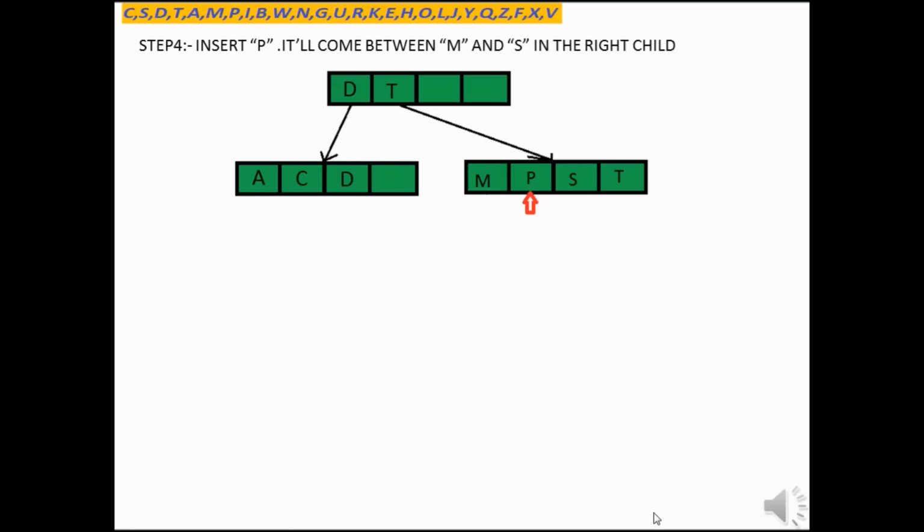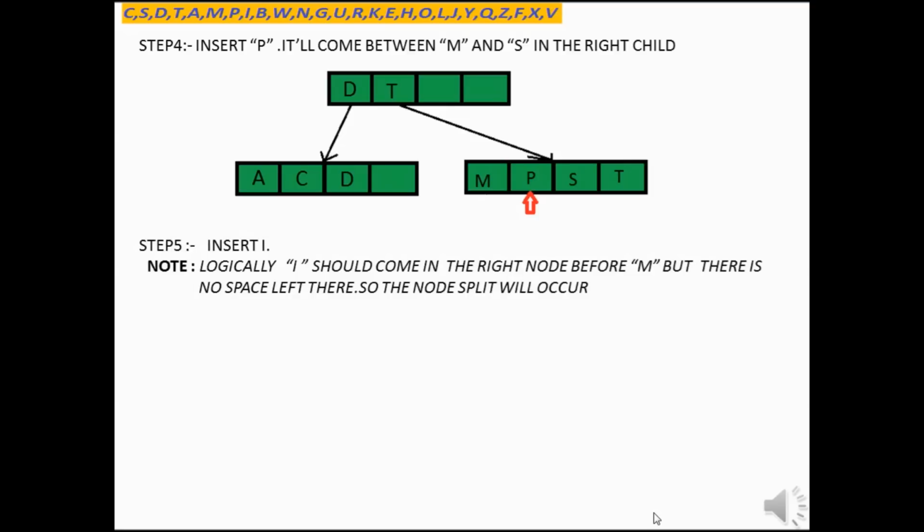Then step 5, insertion of I. Note, this is an important step. You have to really be careful in this step. Following the previous algorithm, we see that logically I has to come in the rightmost node before M, right? Why? Because I is less than T and greater than D, so it has to be accommodated in the node pointed to by the T. But the point is that this node is already full. It already contains 4 elements, M, P, S and T. There is no space in it.